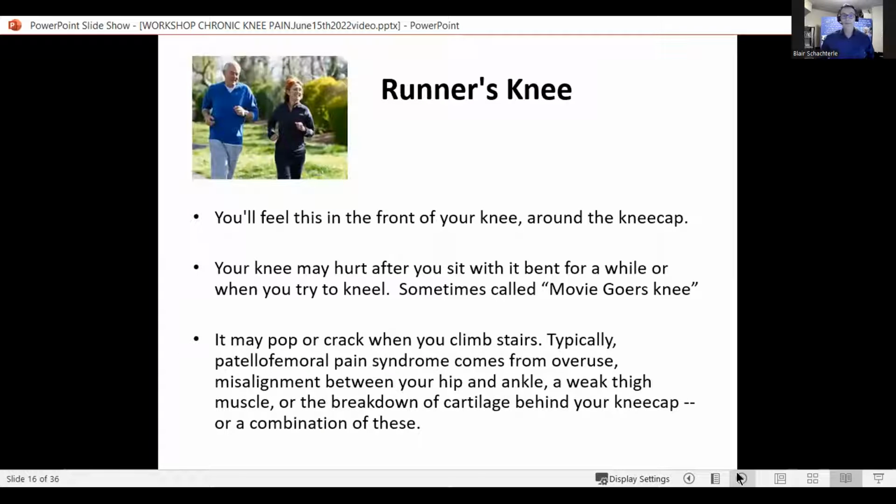And then runner's knee, or patellofemoral pain, we'll often call it in the clinic as physios, is pain around the front of the knee, and typically it's under the kneecap or around the kneecap. And sometimes the sports med docs will call it moviegoer's knee, because if you sit with your knee bent for more than 2 to 3 hours, your knee will really start to ache.